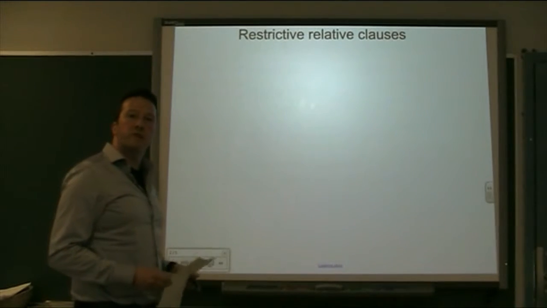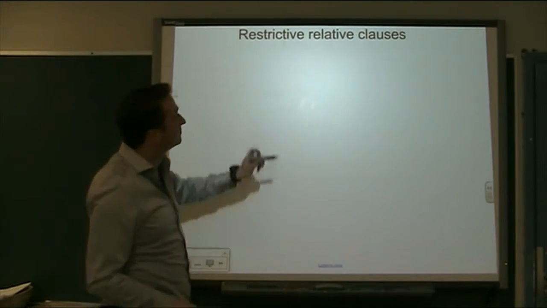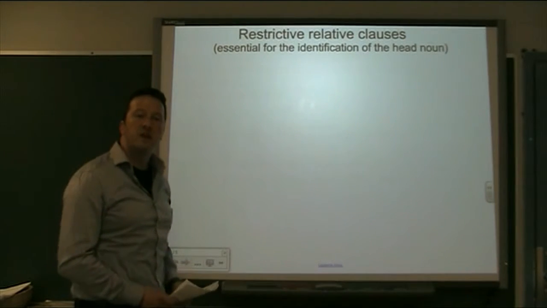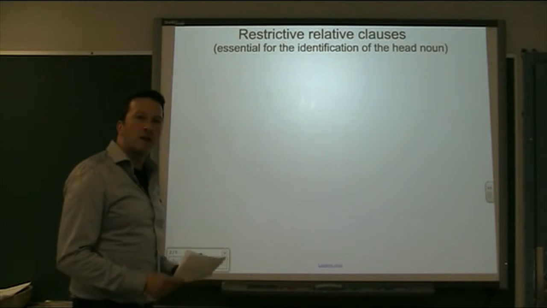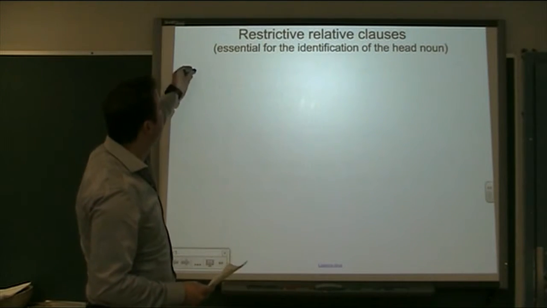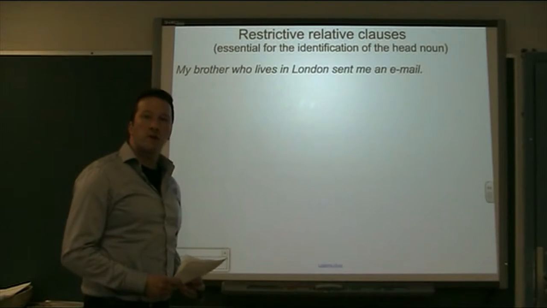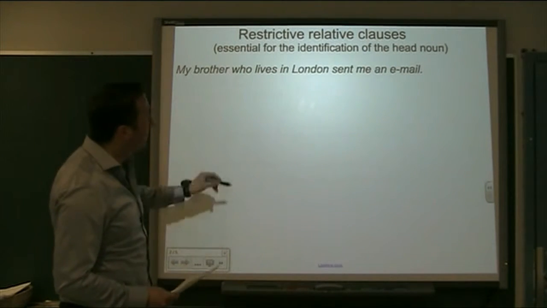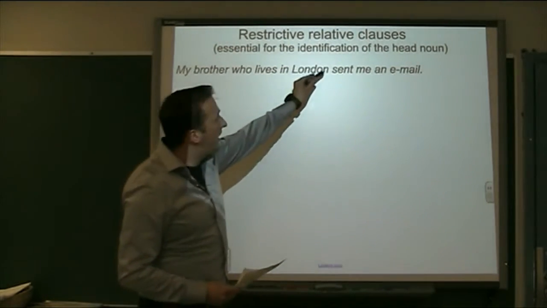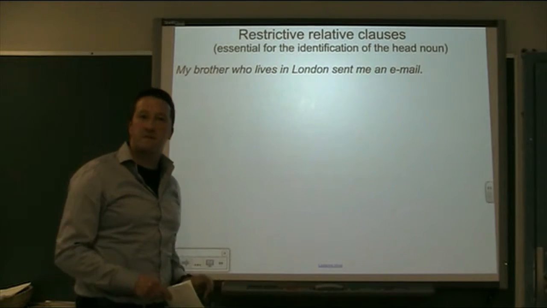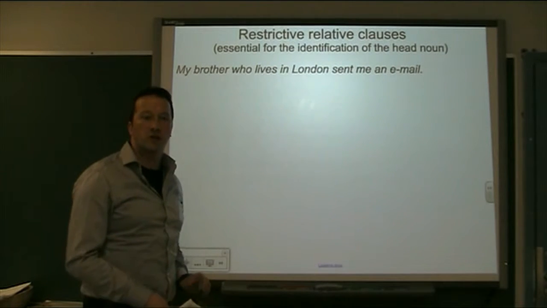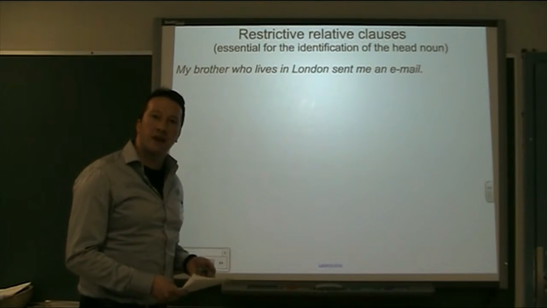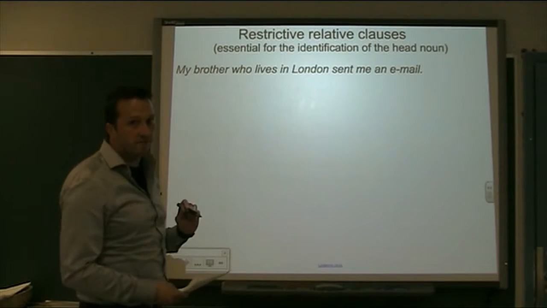Now, restrictive relative clauses. They are essential for the identification of the head noun. Let's have a look at an example here. My brother, who lives in London, sent me an email. We don't use any commas before or after a restrictive relative clause because we need that information to identify the head noun, in this case, the brother.